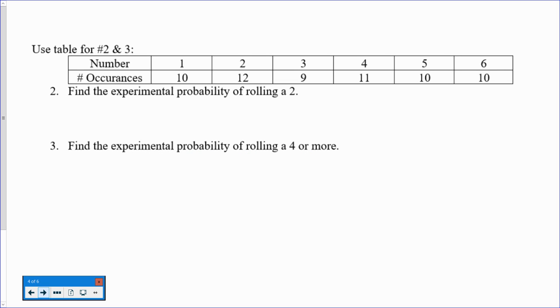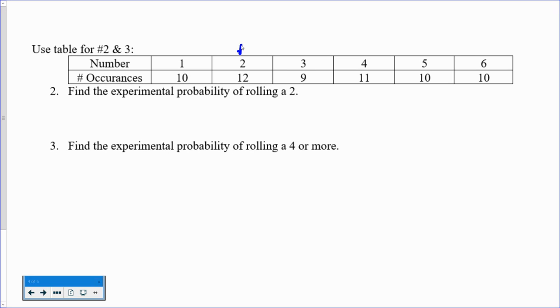Okay, 2 more examples using experimental probability. So this table right here is going to be our experiment that's already been done. The number on top is what they rolled. So we're going to talk about rolling a number cube, is what they'll call it sometimes, or a die, right? So find the experimental probability of rolling a 2.